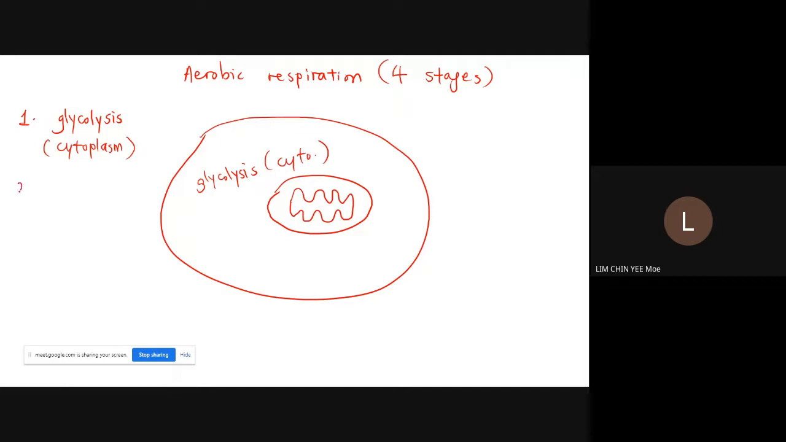And then after that, the second stage is the link reaction. Good job. So the link reaction. And now link reaction berlaku dekat dalam mitochondria. So it means that after glycolysis, the second, third, and fourth stages semua akan berlaku dalam mitochondria. And that's in the mitochondrial matrix untuk link reaction as well as the third stage, the Krebs cycle. Okay, so dua ini dia akan berlaku dalam mitochondrial matrix. So satu dekat sini, dua dan tiga dalam matrix.